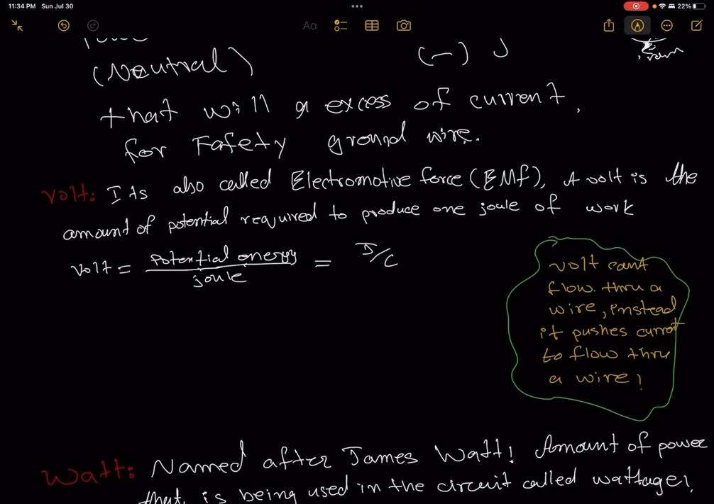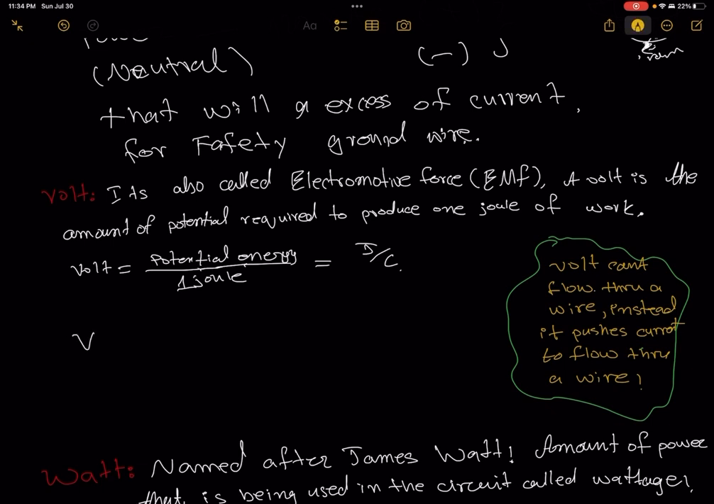Now we did define the voltage. Now let's go and talk about it again. Volt is also called electromotive force or EMF. Again, a volt is the amount of potential required to produce 1 joule of work. We said that earlier too. Now how we define it this way, this is the definition by just a formula. A potential energy is required to produce 1 joule of work. A joule is the unit of work.